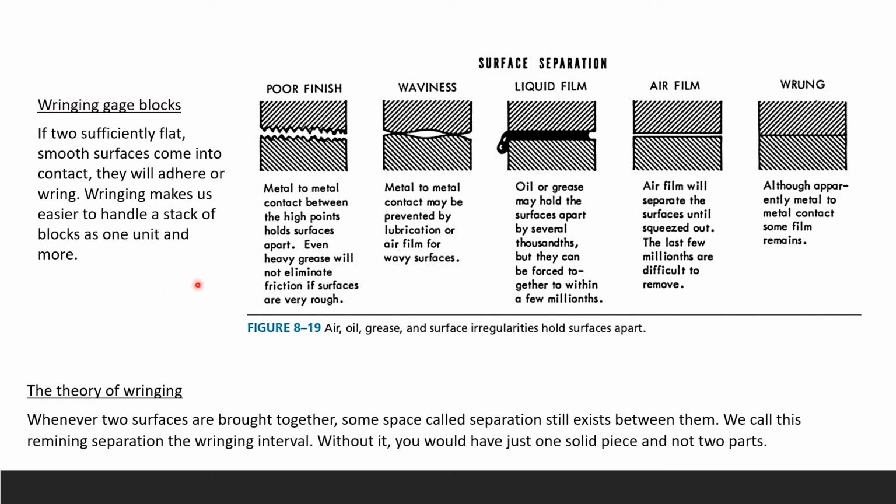Gauge blocks: if two sufficiently flat, smooth surfaces come into contact, you can see in this exaggerated picture right here, the two surfaces come into contact, so they will adhere, or ring. Ringing makes it easier to handle a stack of blocks as one unit, and more.